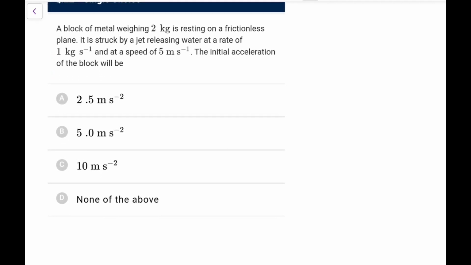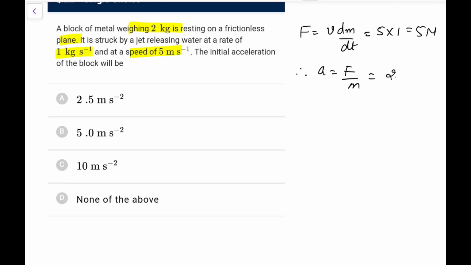Next, a block of metal weighing 2 kg is resting on a frictionless plane. If it is struck by a jet releasing water at a rate of 1 kg per second and a speed of 5 meter per second, the initial acceleration of the block will be. So what we can say, it is struck by a jet releasing water. So what would be the force? Force we can say is dp by dt, that would be v relative into dm by dt. So v is 5, dm by dt is 1 kg per second, that is 5 Newton. So it is on a frictionless plane, therefore acceleration would be F by m. So that is 2.5 meter per second square. Directly you can go for it.